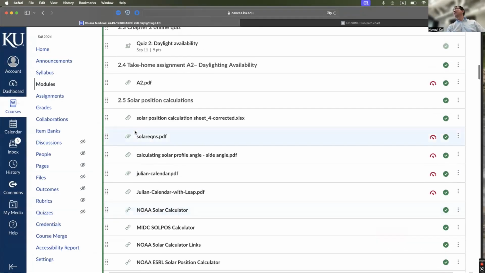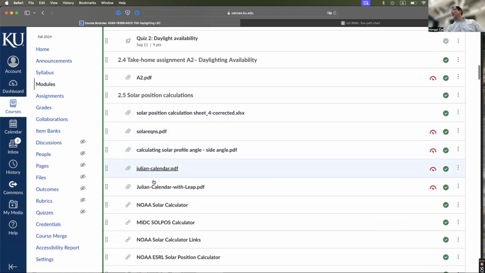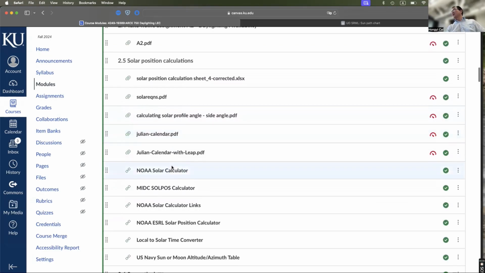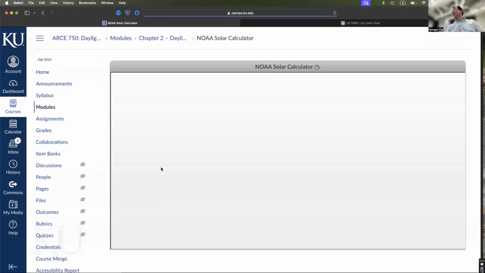Commerce website. So we have the solar position calculations here. This is my Excel calculator, right? I showed you last time. So let's do this. These are a few PDFs for the explanations of those equations. And let's use this NOAA solar calculator. See what we can find. Okay. Look at this one.